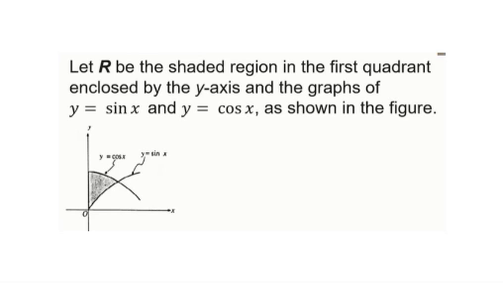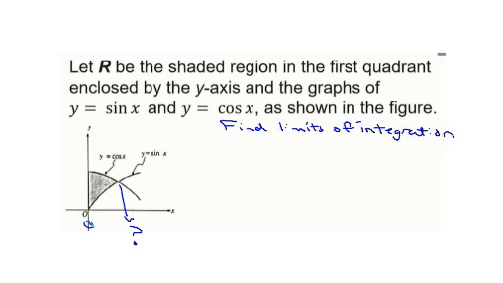Let R be the shaded region in the first quadrant enclosed by the y-axis and the graphs of y equals sine of x and y equals cosine of x as shown in the figure. Now, what I want you to notice on this one is there are no limits of integration, so we need to find the limits of integration on this one. That's the twist on this problem. We're not given what this x value is right here. We don't know what it is.